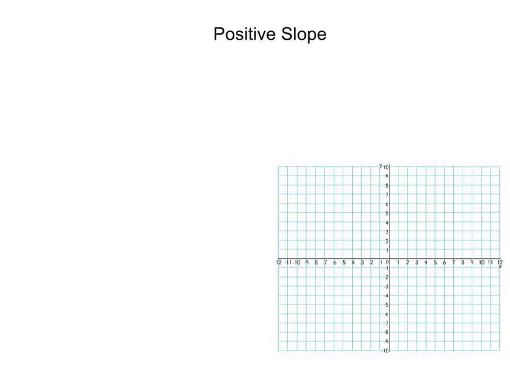So let's start by doing a very quick review of slope-intercept form, because remember that most of what we're going to be doing this year, we're going to be using slope-intercept form. And if you remember, slope-intercept form is written as y equals mx plus b.